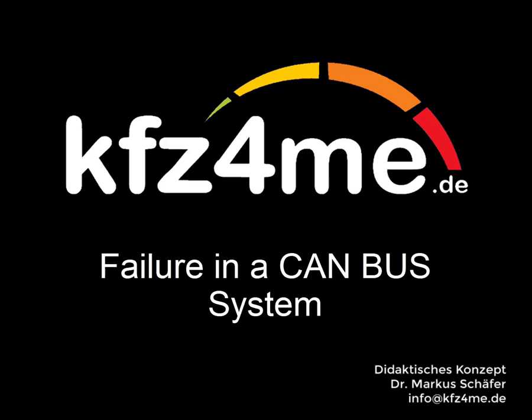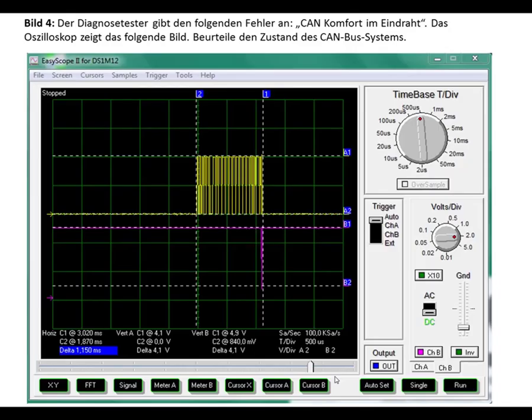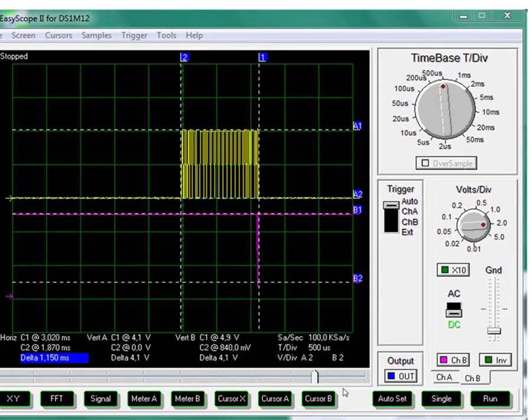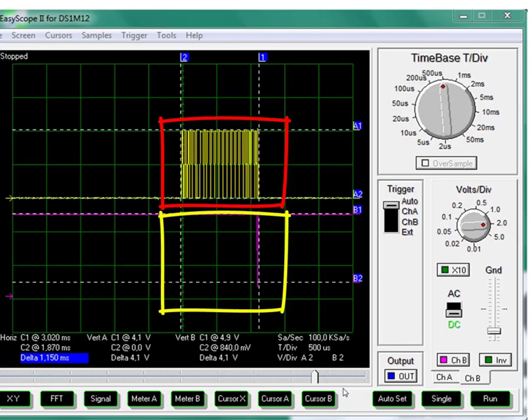This video shows you the CAN bus signal of a single-wire capable CAN comfort bus. In our example, we have a Golf 5 from Volkswagen built in 2005. We used a digital oscilloscope to measure the signal you can see from our screenshot. On the screenshot, you can see channel A, which is marked yellow, and channel B, marked in a purple color.